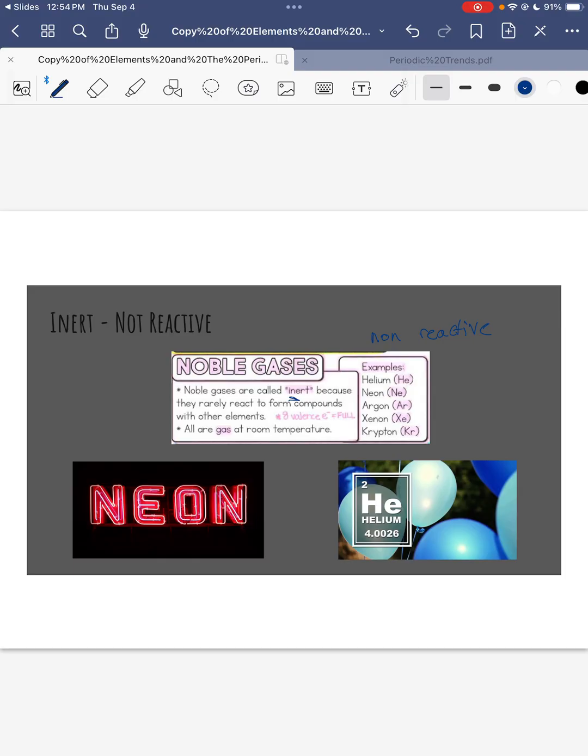These noble gases are kind of famous because they're the only things that really don't want to react with other substances. Noble gases are called noble because they're kind of better than everything else, right? Or they think they are, because they don't need to react to be happy, as it were. All of the noble gases, as the name implies, are gases at room temperature. Helium, neon, argon, xenon, krypton are some examples.